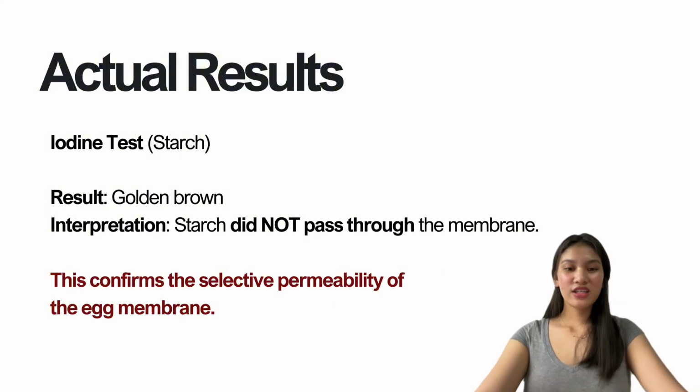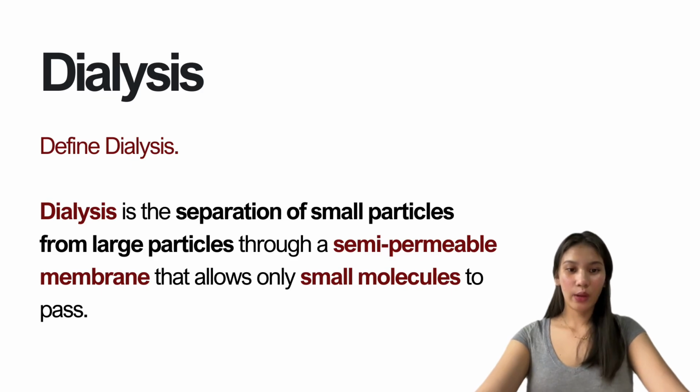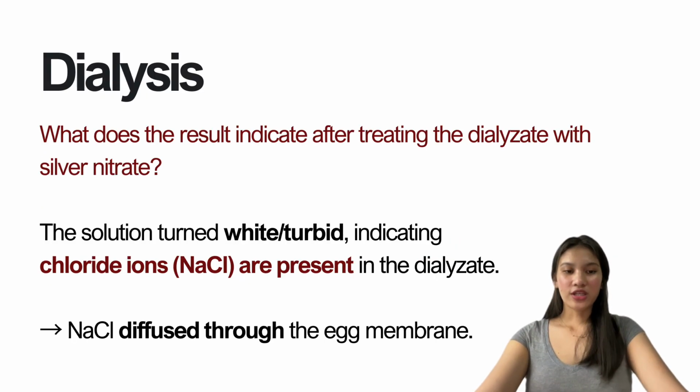So, dialysis questions. The first question is, define dialysis. Dialysis is the separation of small particles from the large particles through a semi-permeable membrane that allows only small molecules to pass. So second question, what does the result indicate after treating dialysate with silver nitrate?